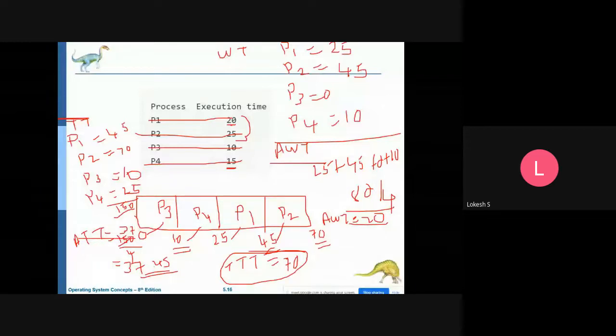So I think you are clear with shortest job first. Whichever is the shortest, that only you need to execute first. Shall I go for the next, the third one?